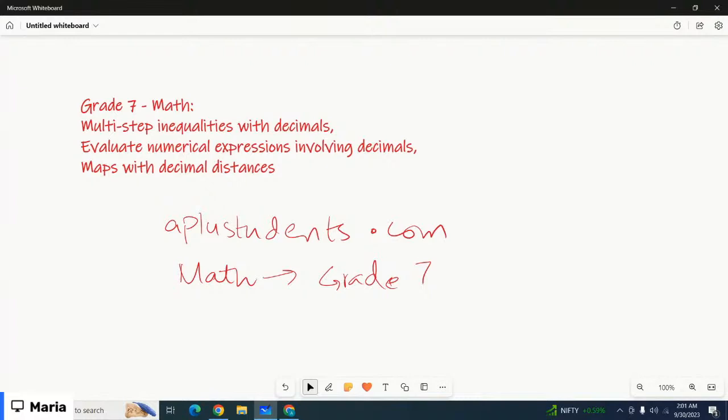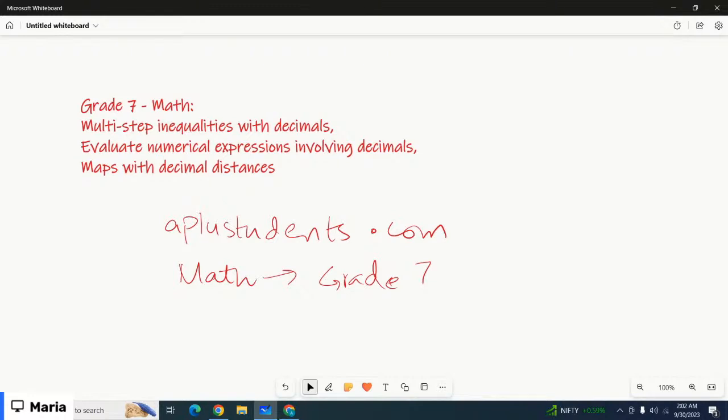We're going to start with the chapter operations with decimals. And the lessons we're going to cover from the chapter are multi-step inequalities with decimals, evaluate numerical expressions involving decimals, and maps with decimal distances. So let's just start with the lesson. So we are already working on the lesson operations with decimals.